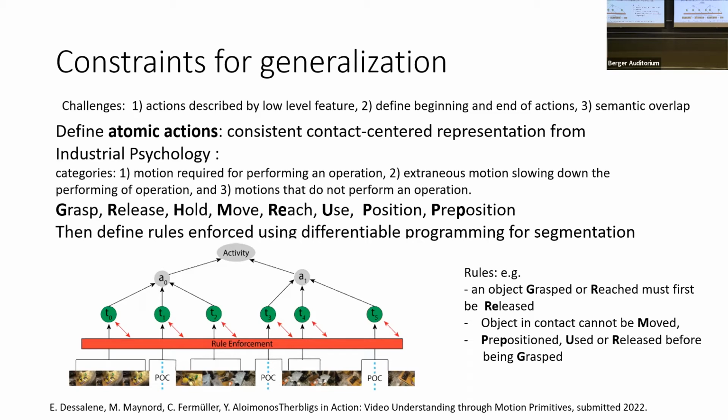Now you can define constraints on it. Some things are not possible. For example, an object has to be first grasped or reached before it can be released. That helps you then in getting better segmentation.